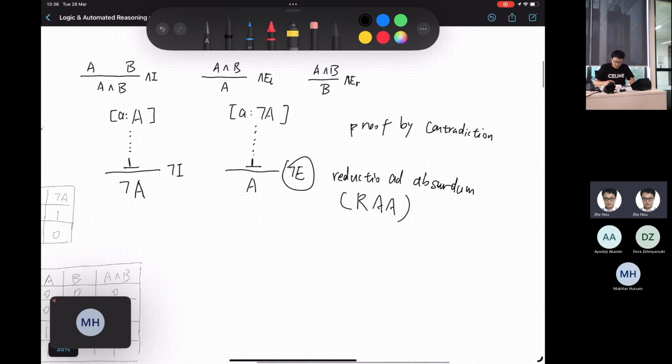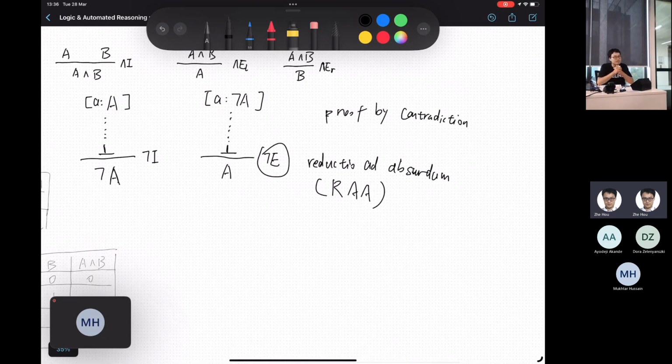All right, and then what else do we have? We also have implication. So we want to have an introduction rule for implication. We want to have an elimination rule for implication. Okay, so how do we introduce implication? So we want to derive A implies B. How can we derive A implies B? It's actually quite straightforward. It's very natural.